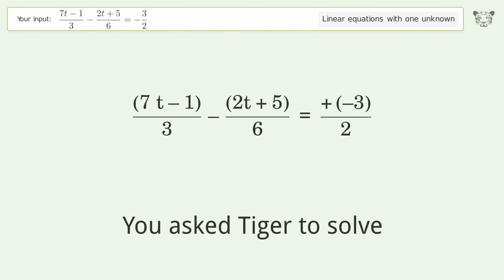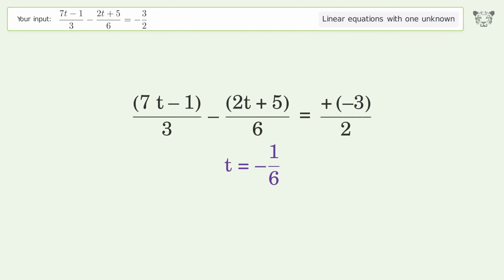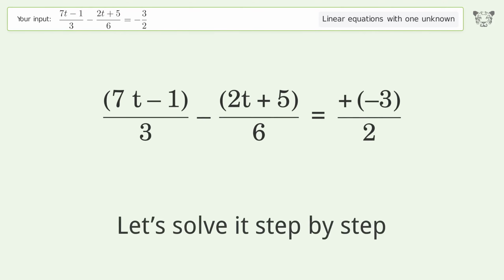You ask Tiger to solve. This deals with linear equations with one unknown. The final result is t equals -1/6. Let's solve it step by step.